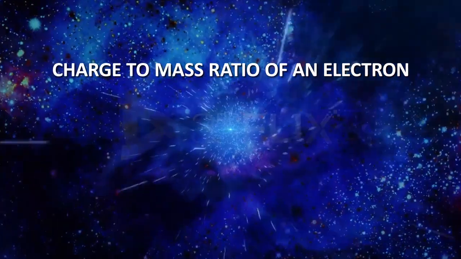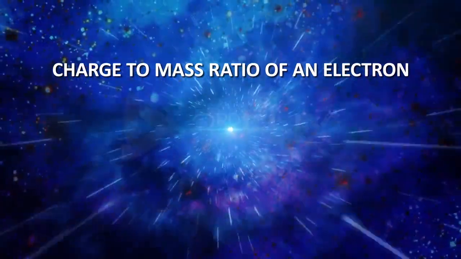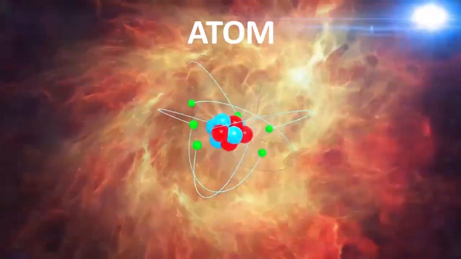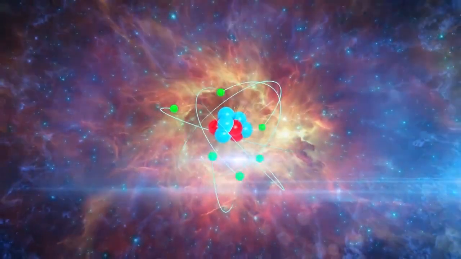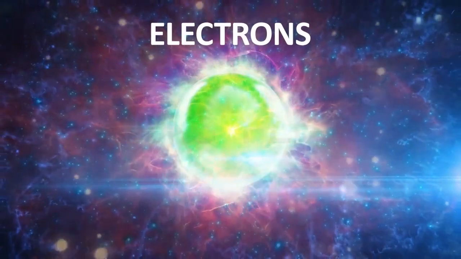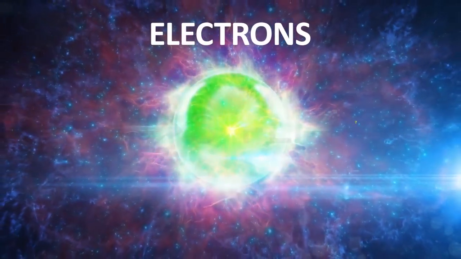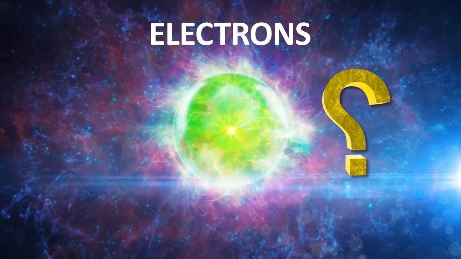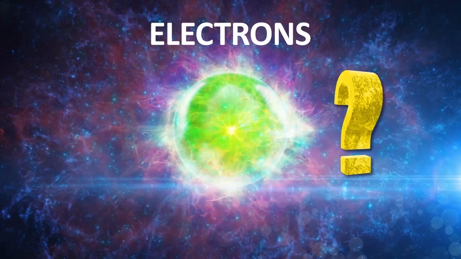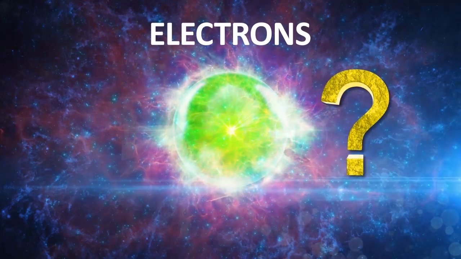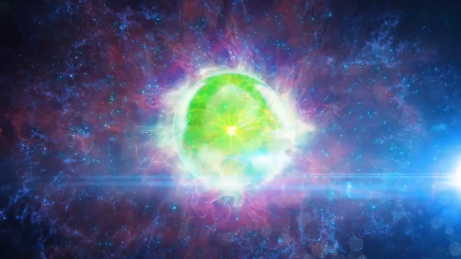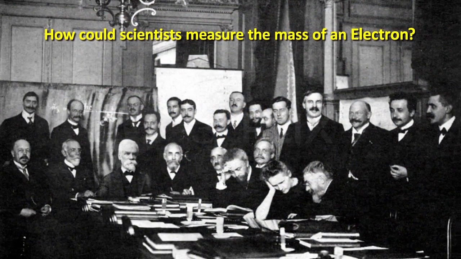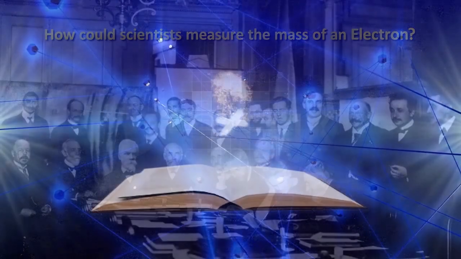Objective: to understand how the charge-to-mass ratio of an electron was measured by J.J. Thomson. As you know, the atom is the smallest particle of matter, and electrons are subatomic particles present within an atom. How was the mass of an electron measured? Was an instrument used to measure it? Surprisingly, no. How then could scientists measure the mass of an electron? Let's find out.